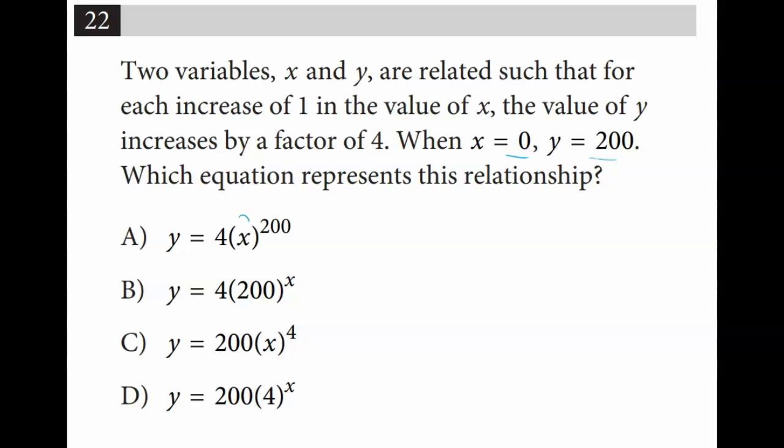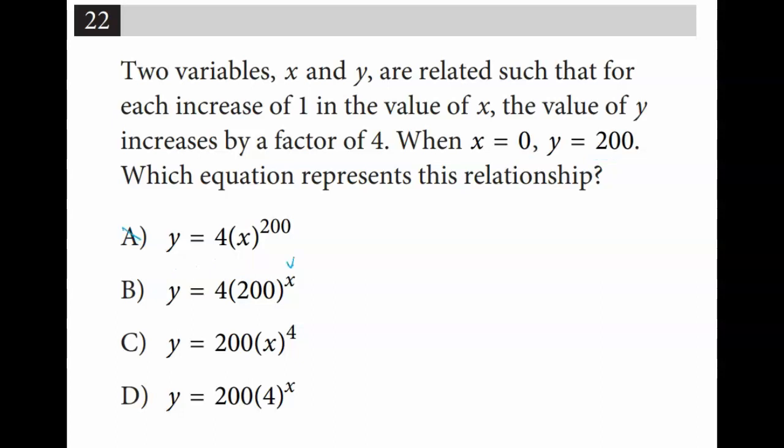So if I plugged in 0 here, 0 to the power of 200 is 0. So it'd be y equals 4 times 0, which would give you 0 for y. So when x equals 0, y needs to be 200, so I know that A is wrong. And let's do it here.